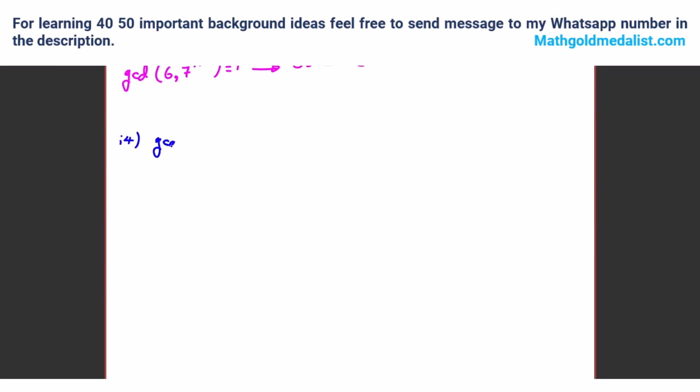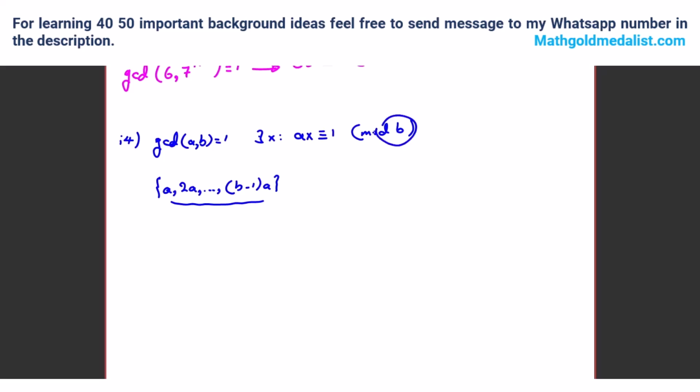Suppose GCD of a and b is 1. Then there exists x such that ax is 1 mod b. Okay, so x is the multiplicative inverse of a mod b. The reason is, you should consider a, 2a, up to (b minus 1)a, and we want to prove that one of them is 1 mod b. And then the problem will be proved.